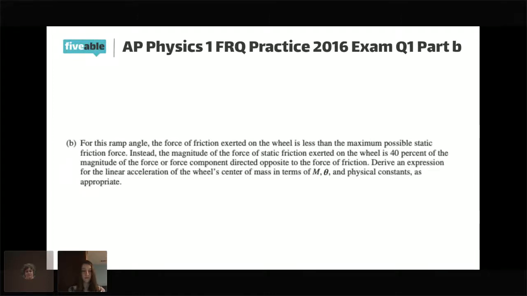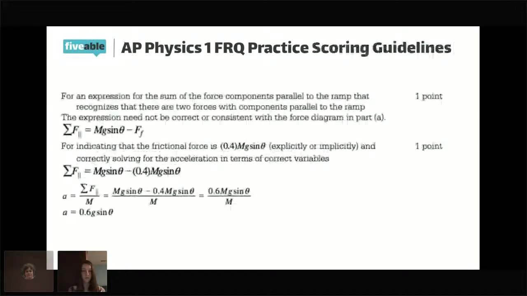So we see that the force of friction is some number times the component opposite to it. The component opposite to it is exactly what that parallel component of gravity is. So it's 40% of mg sine theta, which is 0.4 mg sine theta. And then you combine like terms when you solve F equals ma, and you get acceleration is 0.6 g sine theta.